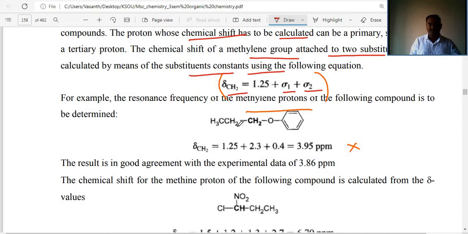We consider CH3, CH2, CH2O, benzene ring. The resonant frequency of the methylene protons is calculated as follows: 1.25 plus 2.3 plus 0.4, totally 3.95 ppm. The result is in good agreement with the experimental data of 3.86 ppm.